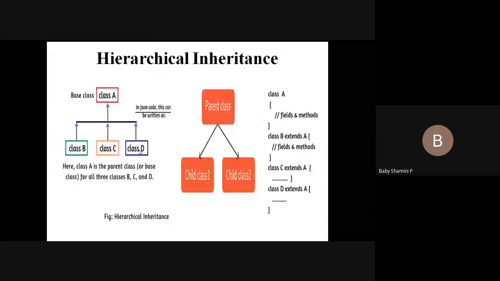So B contains its own properties and it extends properties from base class A. In the same way, C contains its own properties or characteristics and extends characteristics from A also. And C extends properties from base class A. D extends properties from base class A. So each and every class inherits properties only from this base class A.